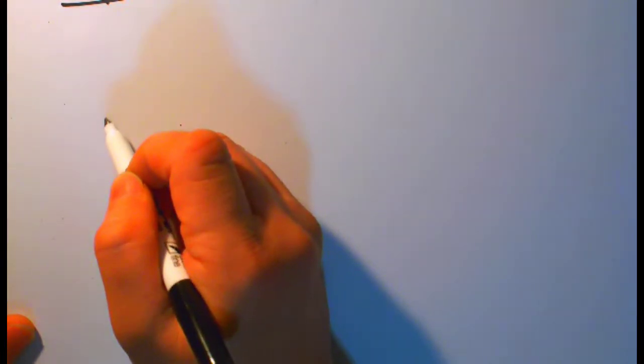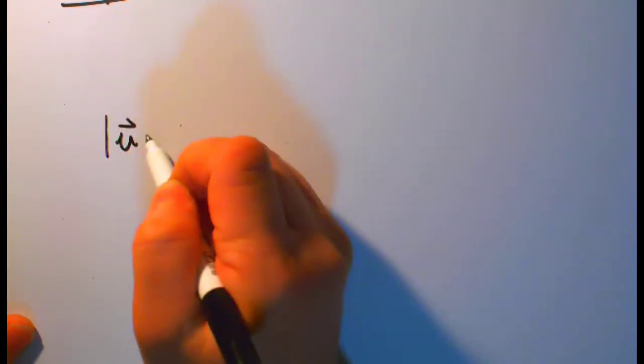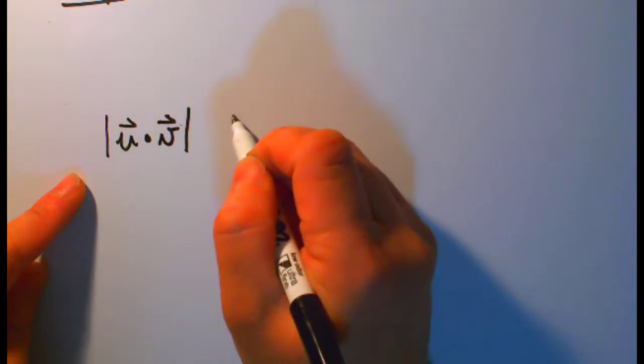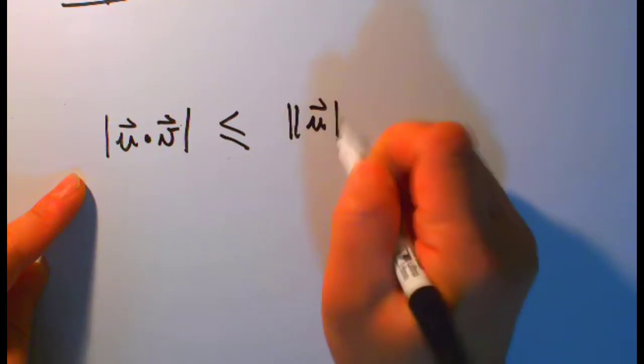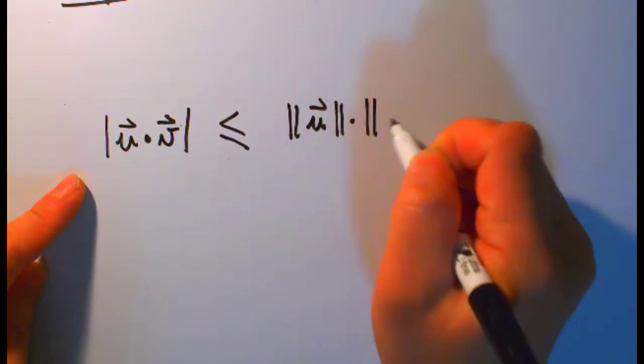And so now another famous inequality that relates dot products, vectors and lengths of vectors. The inequality states that the absolute value of the dot product u dot v, which could sometimes be negative, could be positive, must be less than or equal to the length of u times the length of v.